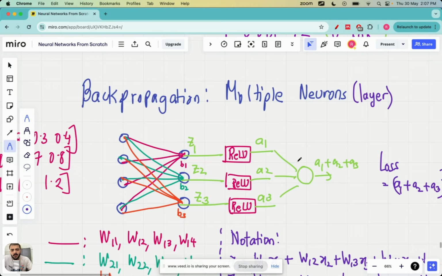Hello everyone, welcome to this lecture in the Neural Networks from Scratch series. In the previous lecture, we looked at backpropagation through a single neuron. In this lecture, our main objective is to look at backpropagation through multiple neurons, or backpropagating through one layer.